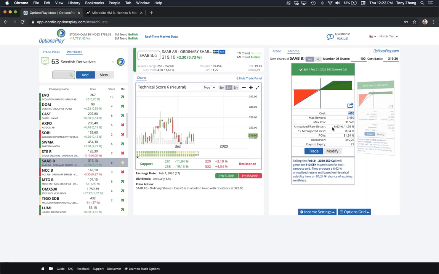How much yield is there? 6.62% yield on your stock that pays a 1.42% dividend. So this stock pays an annual dividend of 4.45 crowns. Here, you're getting paid 410 crowns in just 71 days. So you're collecting roughly the same amount of income you would in a whole year by owning Saab in just 71 days. This is the type of yield that you can expect from these types of strategies.